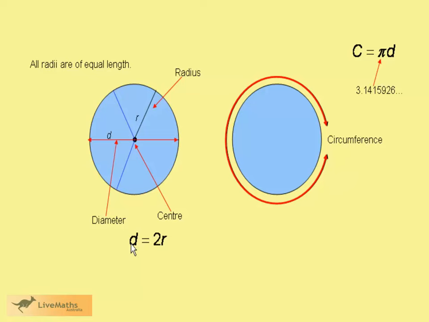Since we know that the diameter is twice the radius, we could replace d with 2 times r. So the circumference is 2 times pi times the radius. This is the most common formula used for the circumference, and the one you should remember. It was also found that the area of a circle is equal to pi times r squared. So that's pi times the radius times the radius.